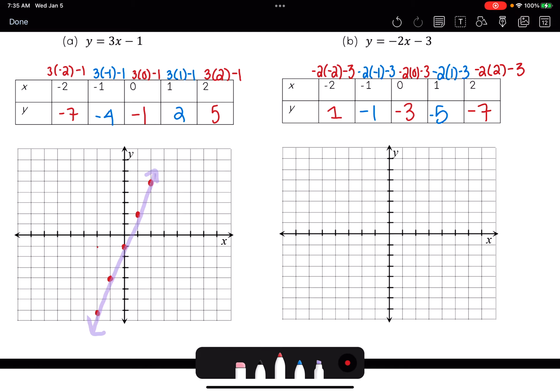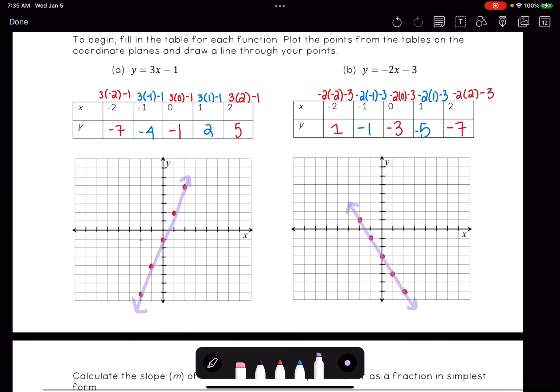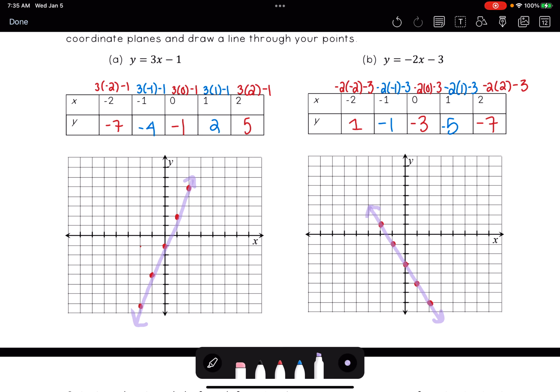So then we'll graph our points. So negative 2, 1. Negative 1, negative 1, 0, negative 3, 1, negative 5, and 2, negative 7. So today we're going to be learning a new way to graph these, but remember you can always go back to just making a table and graphing the points. That will always work for you.